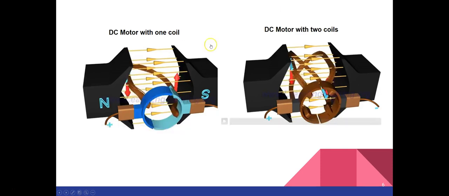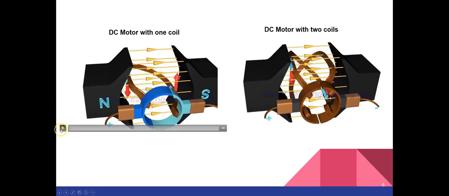Now let's see this with one coil, how it will look. So this is our DC motor. You can see the direction of the force, how it changes every time it moves.